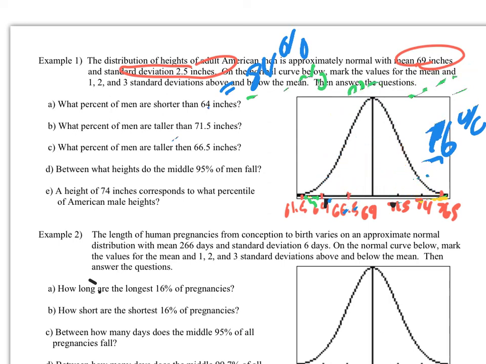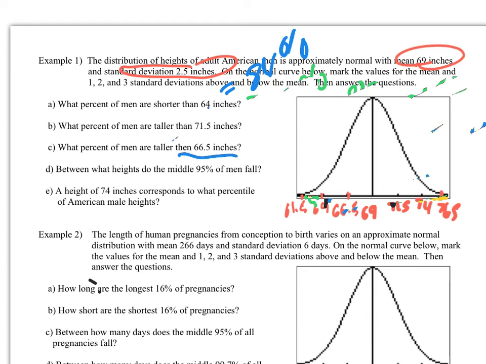It is 16. What was the 84? The other part. I thought it said shorter. If it says shorter than 71.5, then we subtract. If it was shorter, it would be 84%. Right? Yeah. All right, what's the third one say? Taller than what? Taller than 66.5.